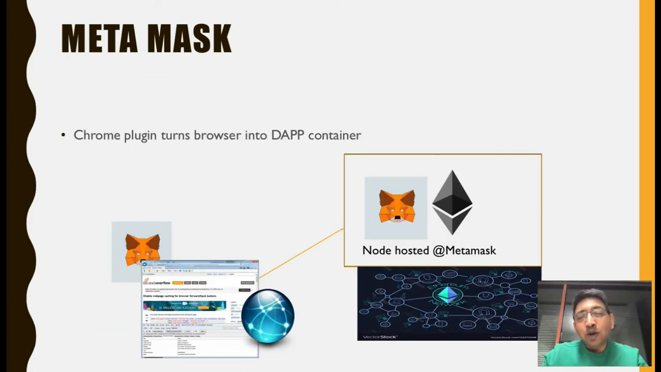Metamask is a Chrome plugin that turns the browser into a decentralized app container. Once you have added the plugin into your browser, your decentralized app running on the browser will connect to the node hosted by Metamask. As a result, you do not need to host a node locally. This is a great way of distributing your application, as you would just host your application on a web server, which can be downloaded by anyone, and if they have Metamask as a plugin, then they can interact with the network through the application. Metamask also has some basic wallet functionalities.